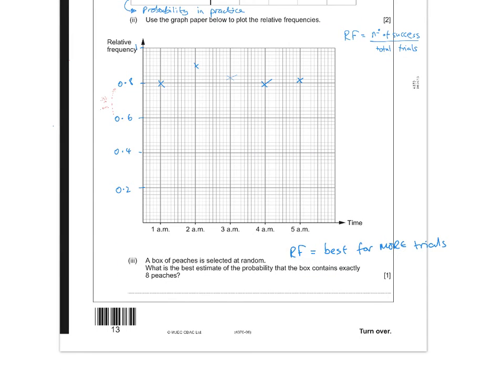So my answer would just be 0.82, 50 boxes checked. You wouldn't need to put that bit in brackets, but that's the reason why.